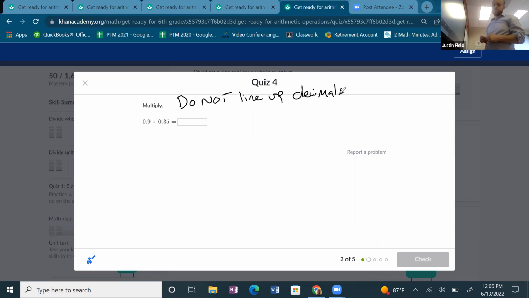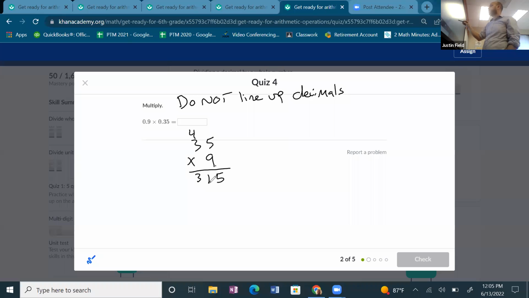So it's calculators, they get in the way. Throw your calculator to the other room. Okay, you don't need it. What we're going to do is we are going to forget about the decimal, and then we'll put it back at the end. So we're just going to multiply 35 times 9. 9 times 5 is 45. 9 times 3 is 27, plus 4 is 31.